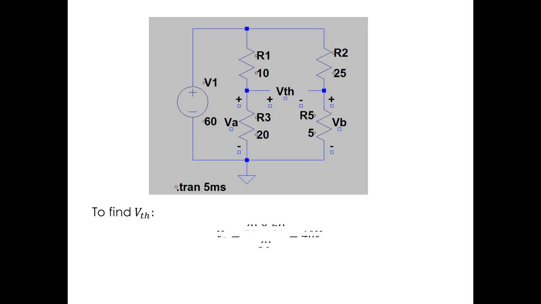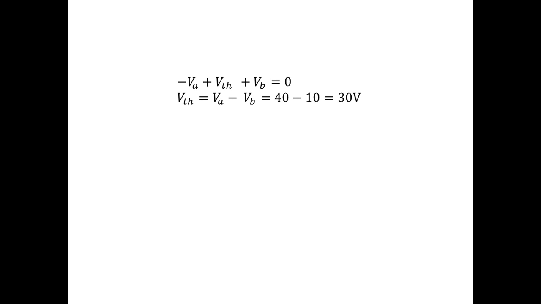To find VTH, VA is equal to 20 into 60 by 30 based on the voltage division rule, which results in 40 volts. VB is equal to 5 into 60 by 30, again based on the voltage division rule, which is equal to 10 volts. So minus VA plus VTH plus VB is equal to 0 applying KVL to the loop, and VTH is equal to VA minus VB, which is equal to 40 minus 10, which is equal to 30 volts. So Pmax is equal to 30 whole square by 4 into 10.833, which is equal to 20.77 watts.